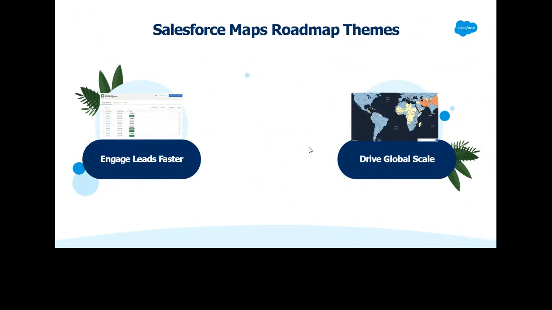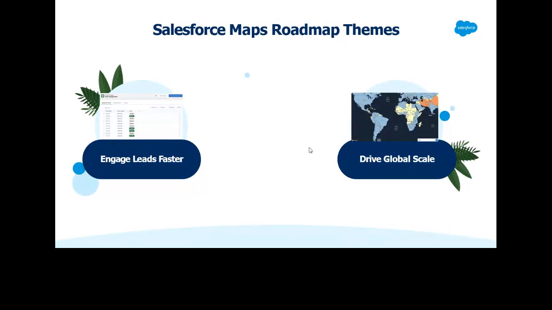Two new things which are very important, in my opinion, are engage leads faster. So now with Salesforce Maps, you can engage your leads very fast. We're going to see how that happens. And you can also drive global scale. Now if you have a global team working in 10, 20 different countries, you can work with that. You're not just confined to North America or anything anymore.